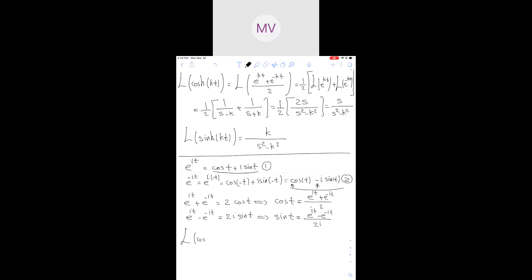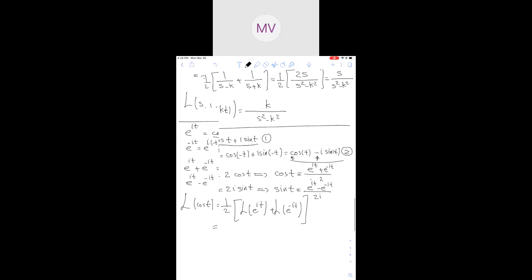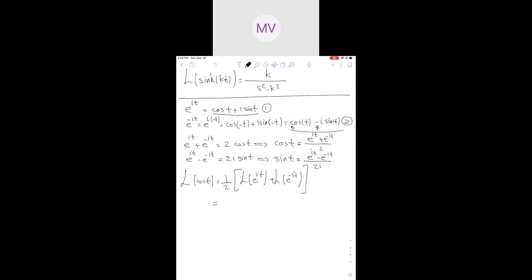Laplace of cosine of t equals, again, it's linear, so we can pull out the half. That means it's going to be Laplace of e to the it plus Laplace of e to the negative it. We're going to, again, use the formula for the Laplace of exponential e to the at, except here a is the imaginary number i, okay? So it's going to be half times 1 over s minus i plus 1 over s plus i.